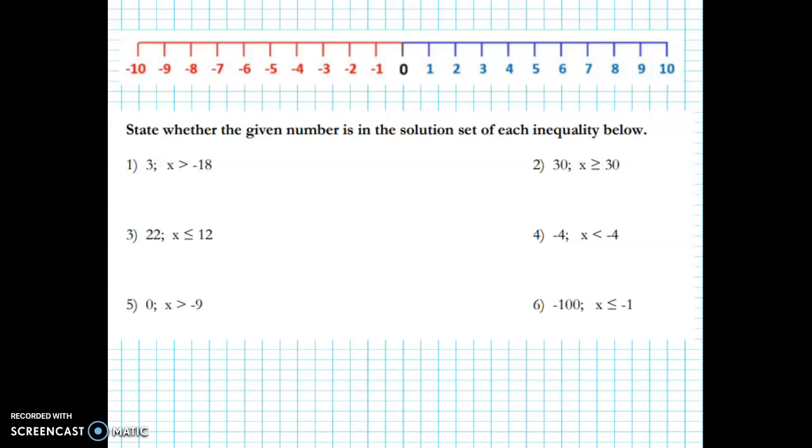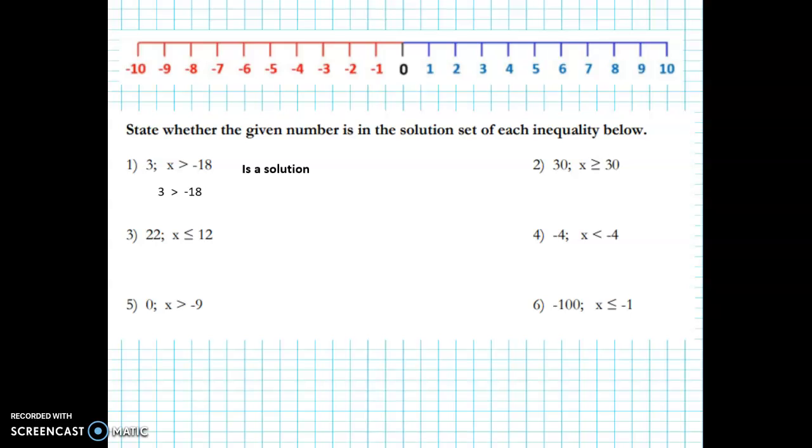In this lesson, we will be looking at whether a number is part of a solution set for an inequality. To do this, we can use a number line and substitute the number for the variable to verify that it fits the number sentence. X is greater than negative 18. Is 3 greater than negative 18? Yes, it is, so this is a solution.